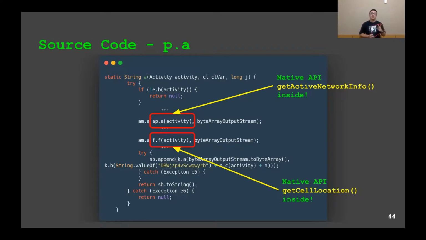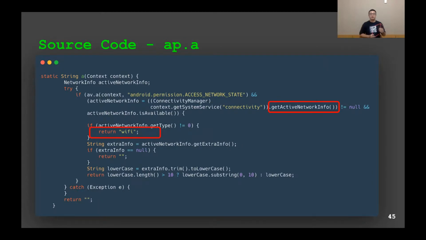And we found two functions that contain the two native APIs respectively. They are ap.a and f.f. If we dive into the function of ap.a, we will see that it contains native API get active network info. And if we dive into the function of f.f, we will see that it contains native API get cell location. So the code here means that after collecting information from function ap.a and f.f, they send the information as an input for function am.a.